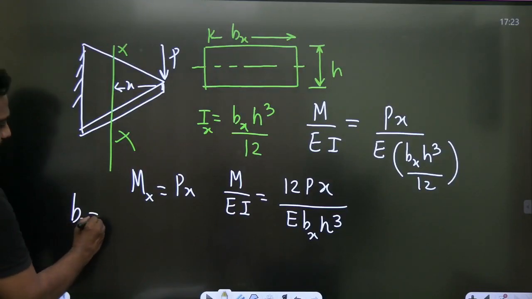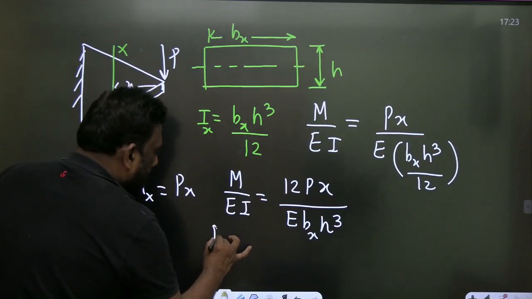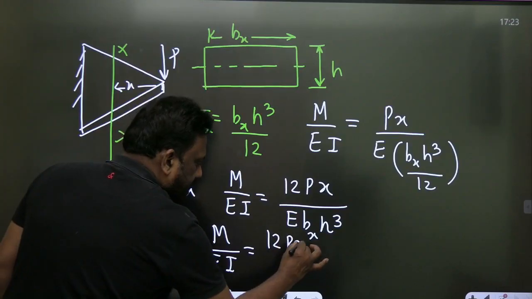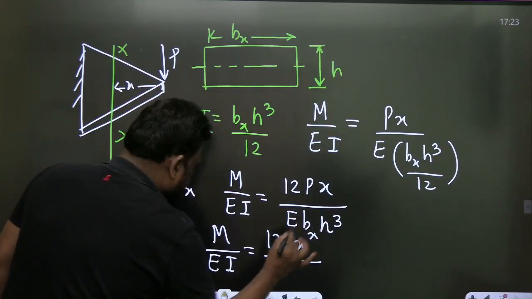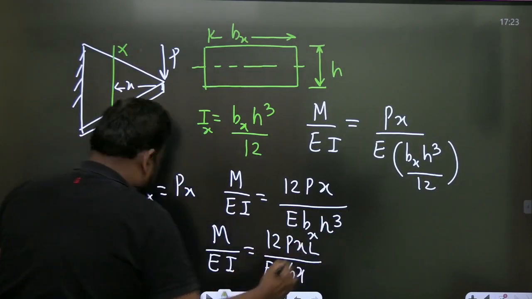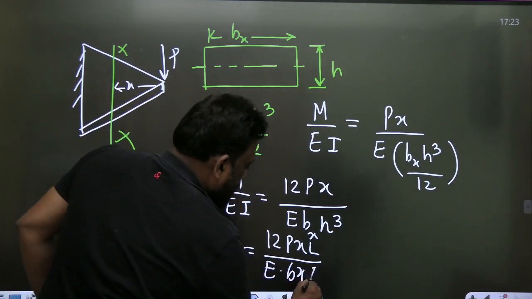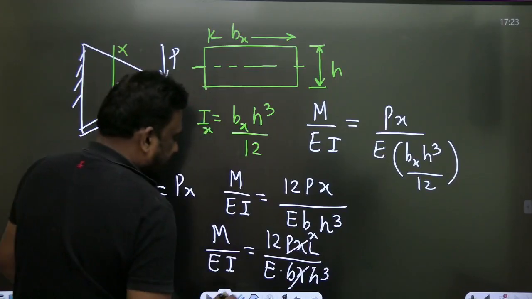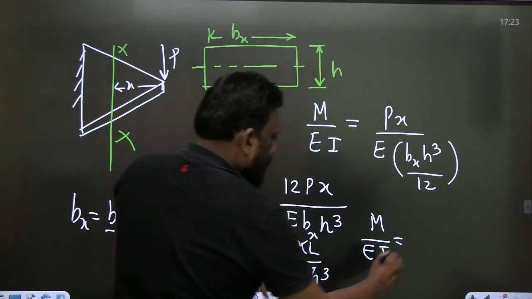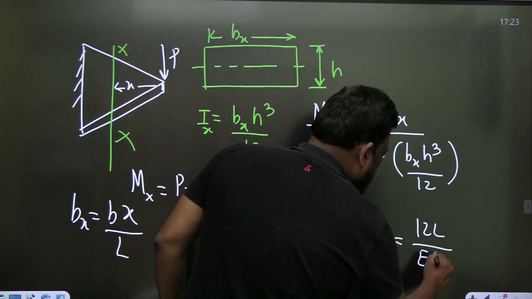But already b_x is known. What is b_x sir? b into x by l. Already it is known. Put it here. So M by EI will be 12 P x by E into b_x. What is b_x? b into x by l. That l I'll take to the top. We are very fortunate, x gaya. So M by EI will be equal to 12 P l by E b h cube.